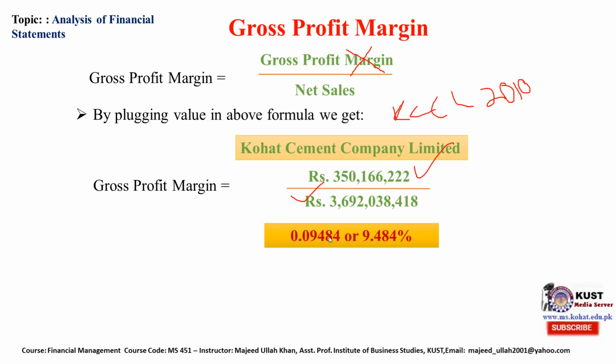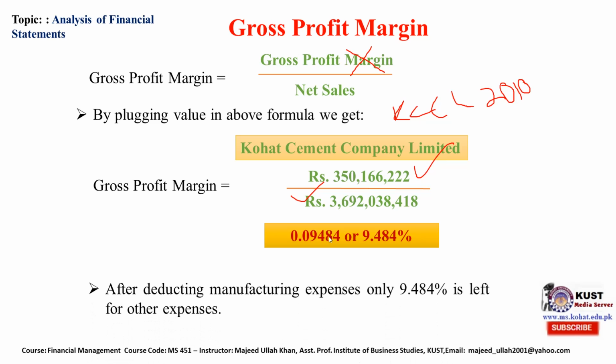It means that after deducting manufacturing expenses, only 9.484% is left for other expenses. Just for example, paying fixed costs, paying operating expenses, paying interest expense, paying dividend. So only 9% of the total sale is left for the other expenses.